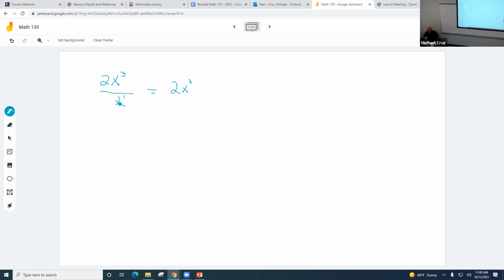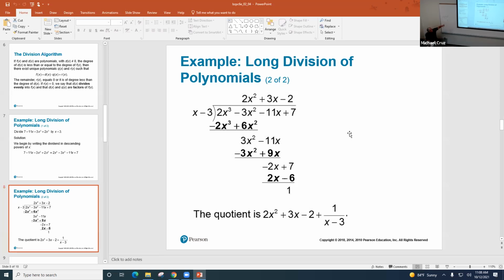Because remember, there's two things going on here. This is a 1x to the first power, so it's going into 2 twice. And then the 1 is subtracting from the 3 to give us the square. That's a square. So that is what goes up there on that top. All right. And it goes over its common term right there.